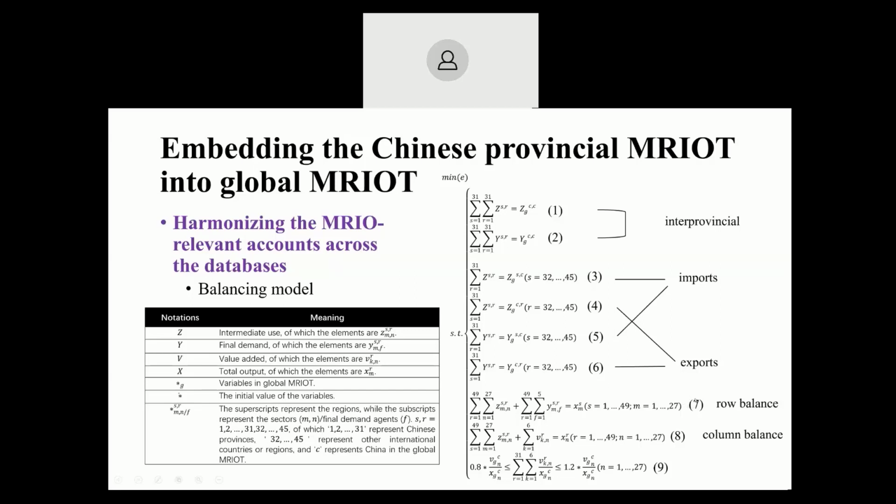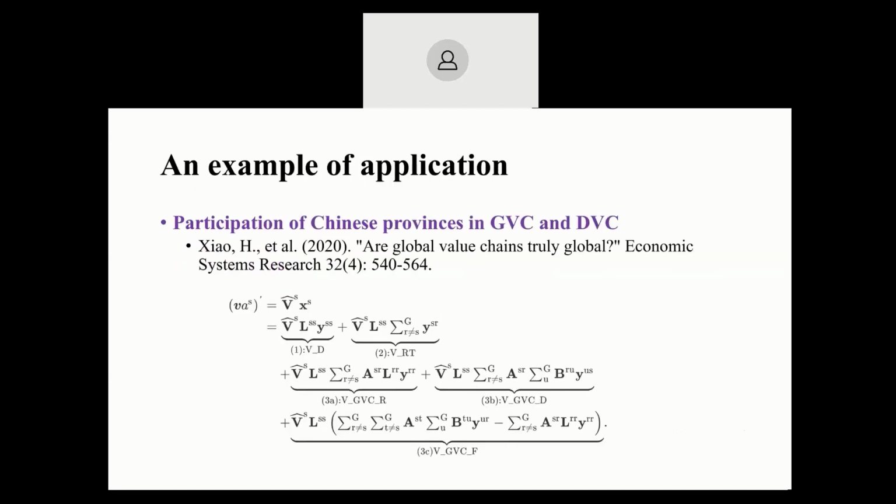Then we have equations 7 and 8. These two equations are used for row balance and column balance, so the basic balance in the IO model. Finally, we involved equation 9 to control the range of the value-added rate, i.e. the ratio of value added over the corresponding total input. All right, this is the balancing model, and after running the model, we will get the embedded MRIO balanced. And here I'd like to show an example of the application of the table.